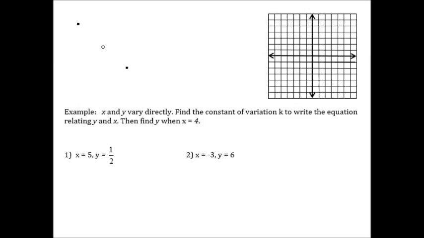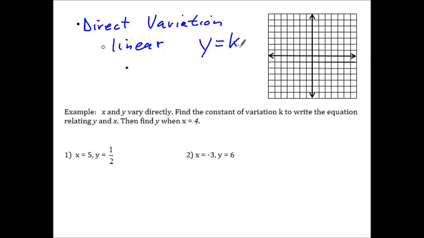Direct variation you have already learned about in Algebra 1, and it is a linear relationship based on the equation y is equal to k times x, and k is a very important thing here, and sometimes people also call it a, k or a, and that is our constant of variation.